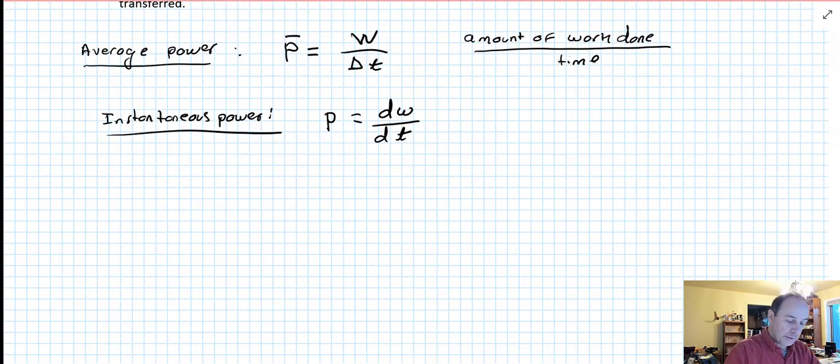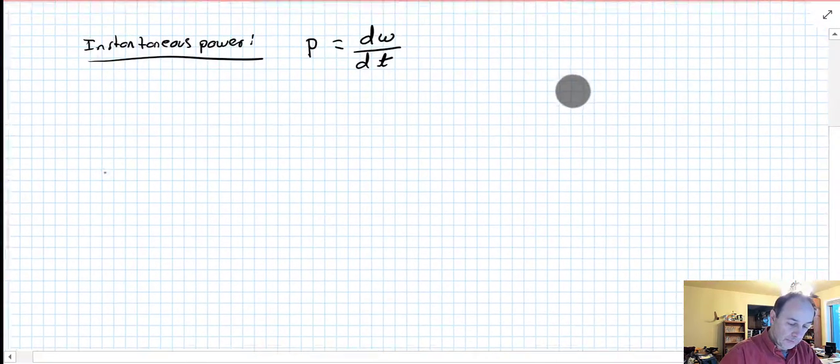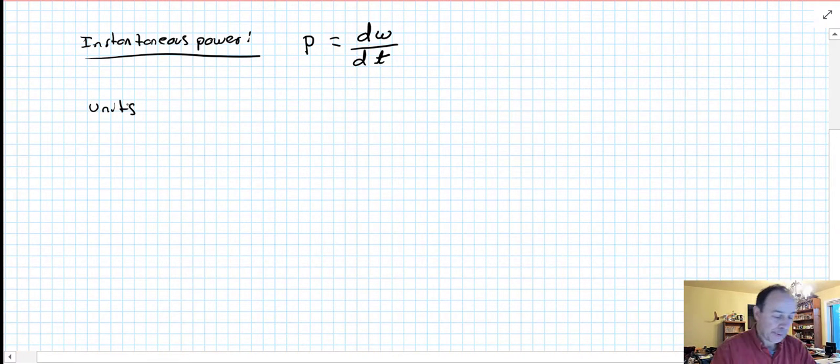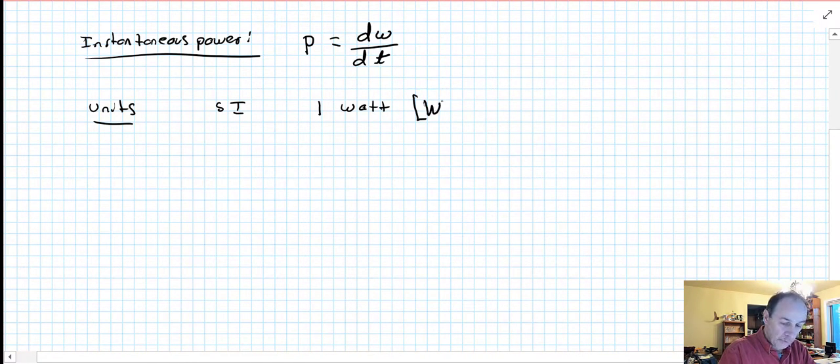Power has a lot of units, but the one we're going to primarily deal with in the SI system is the watt. So 1 watt, following the definition of power, and that's a big W for watt, named after James Watt of steam engine fame, is 1 joule per second.